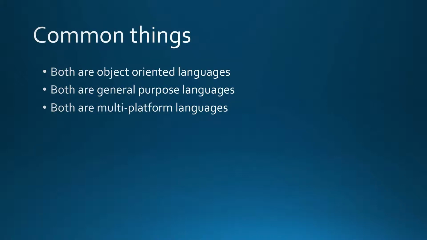So the common things between C++ and C# are that they are both object-oriented languages. So we will use objects to represent the domain. Both are general purpose languages, so you can use those languages in many different applications, in many different scenarios, and they are multi-platform.